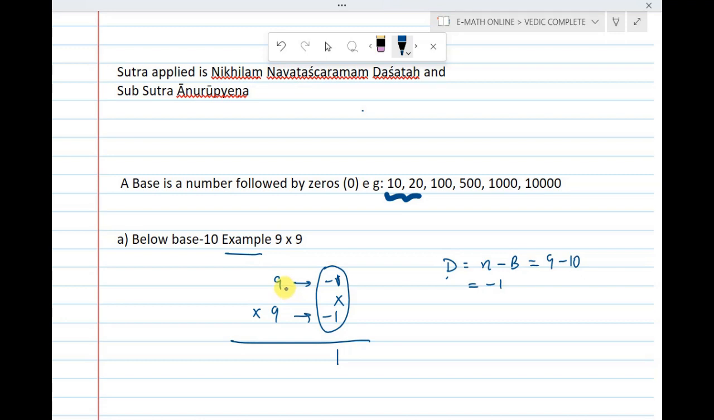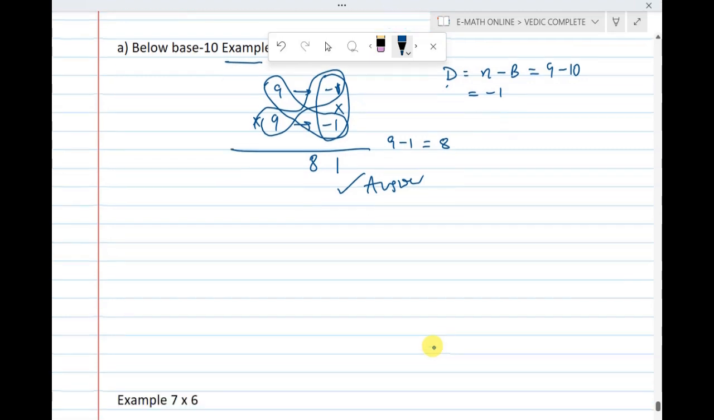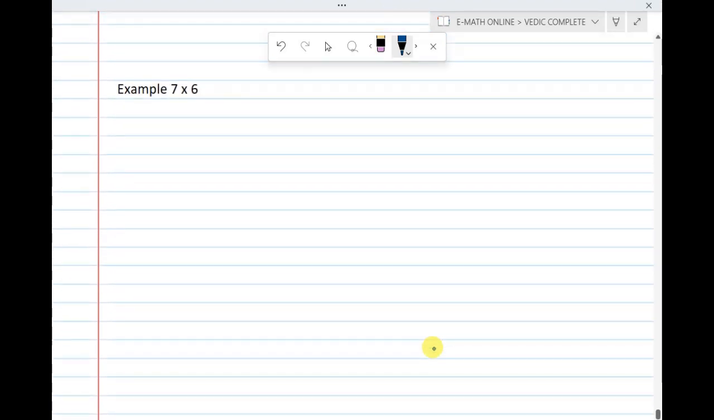And after that, calculate either these two numbers or these two. Just do the calculation, 9 minus 1, how much is it? 8. Write down that number. That is the answer. Fine. In this way, we can calculate the other numbers also.